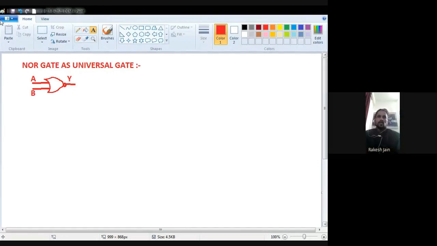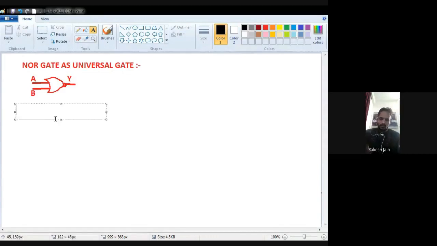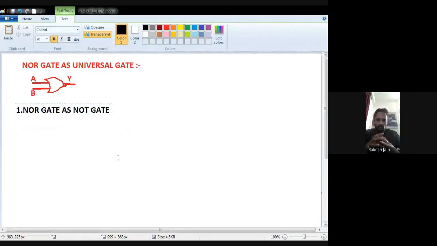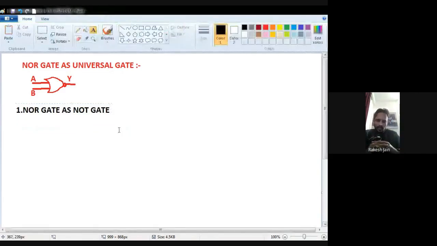So now how does the NOR gate behave as a universal gate? First of all, we see how a NOR gate behaves as a NOT gate. What is NOT gate? We know NOT gate is also known as inverter, in which only one input is there and one output is there. Output is the complement of the input. Here we have a NOT gate. So how with the help of this NOR gate can we build a NOT gate?